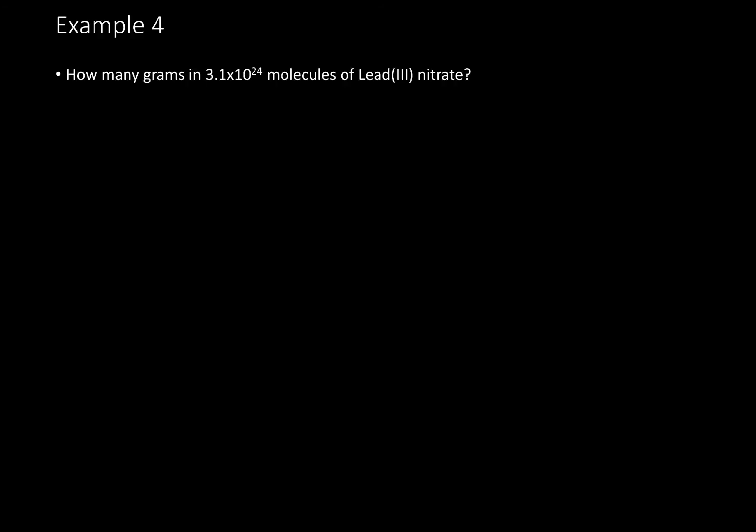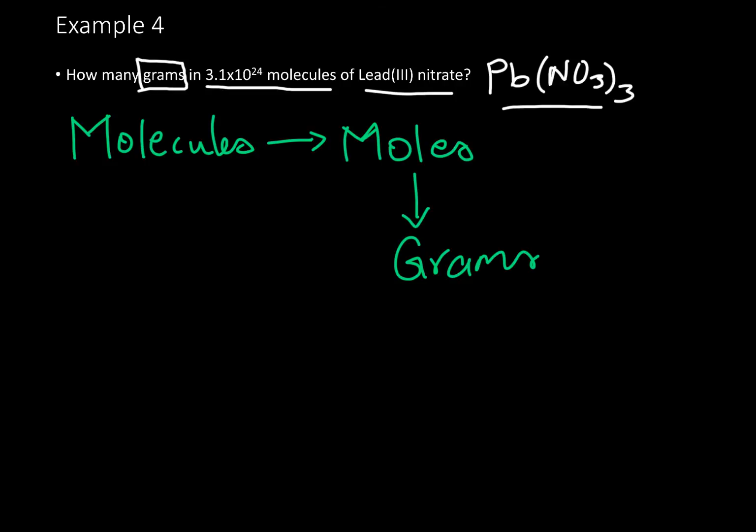In this next example, I've asked you to find the amount of lead nitrate in 3.1 times 10 to the 24 molecules of the chemical. Now you might be wondering where I got the formula from, and I'm going to review how to find the formulas when you know the names in about a couple of minutes. So our process for this problem is going to look like this: you're going to convert the number of molecules, which is given in the problem, to number of moles, and then you will convert the number of moles finally to your grams, which is your final answer.